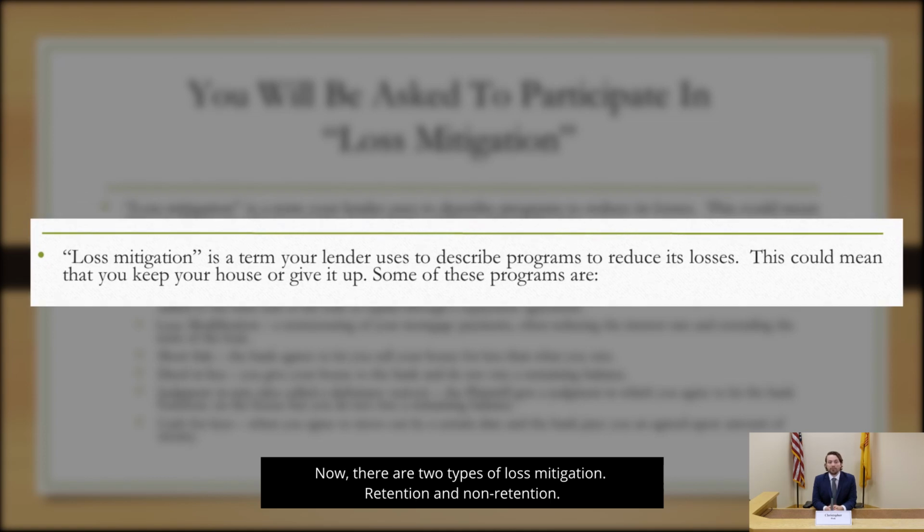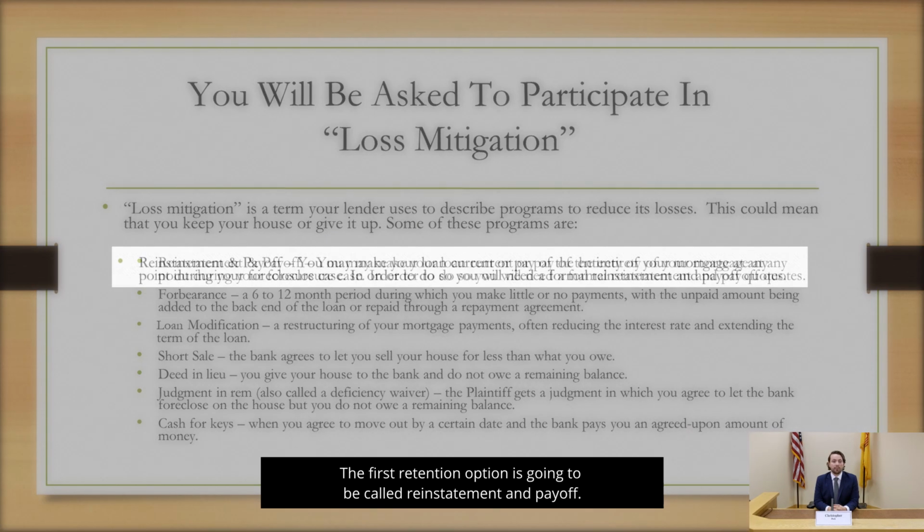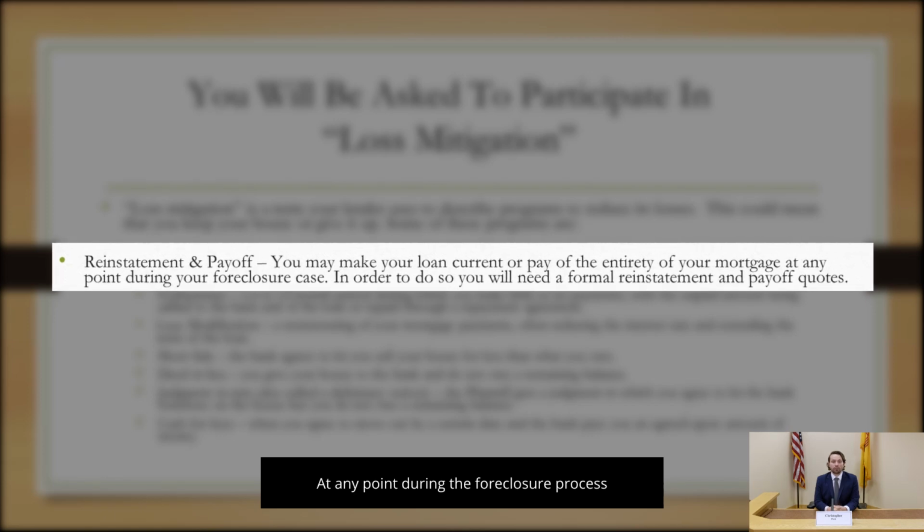Now, there are two types of loss mitigation: retention and non-retention. Retention means that you will be keeping the property. Non-retention means that you will be giving the property up. We're now going to talk about retention options. The first retention option is going to be called reinstatement and payoff. At any point during the foreclosure process, you can reinstate your mortgage, which means bringing it current, or you can pay it off in its entirety.